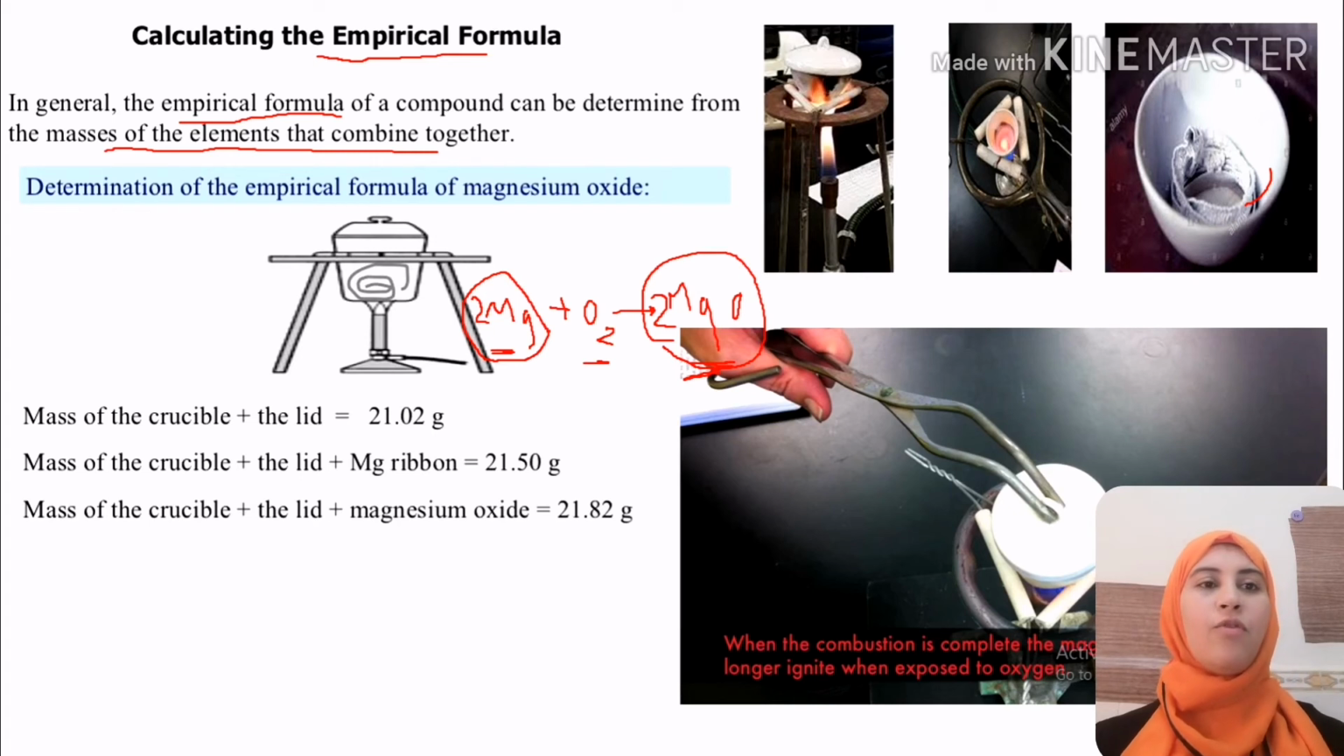Determination of the empirical formula of magnesium oxide. At first, practically, you will calculate the mass of your crucible and the lid. For example, it is 21.02 grams.